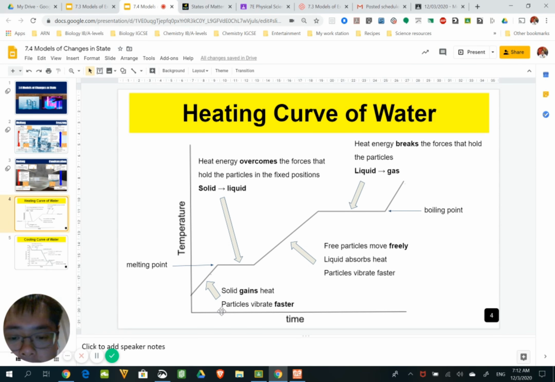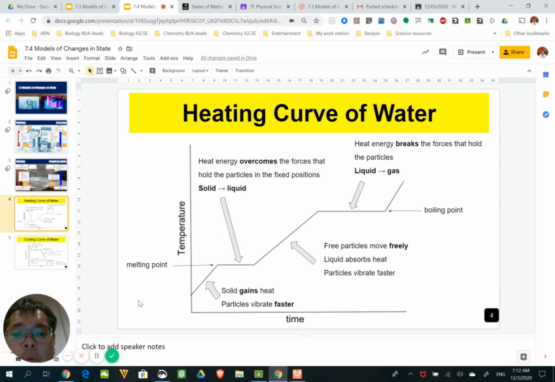Particles will vibrate faster. And you notice after a while, there'll be a plateau. Now, this is where your solid changes into liquid. So this section over here is still in the solid form. The moment you see a plateau, this is where the conversion is taking place. Solid to liquid, states are changing. Okay. And this is why it is in a plateau, because heat energy is trying to overcome the forces that hold the particles together.